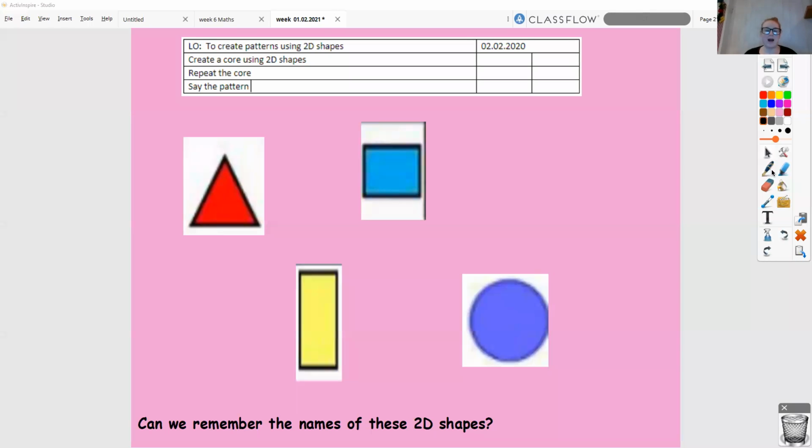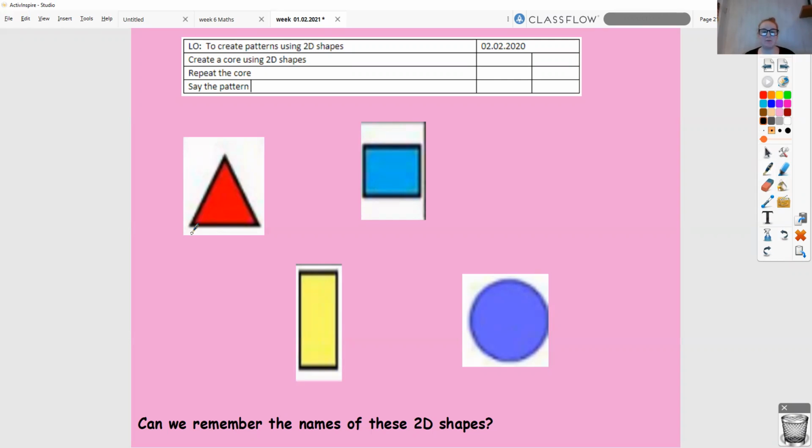Hi year one. So this is the same lesson as yesterday, but I realised today that the lesson did not record properly. So we're going to be looking again today at creating patterns using 2D shapes, but so you can actually see what is going on the screen this time.